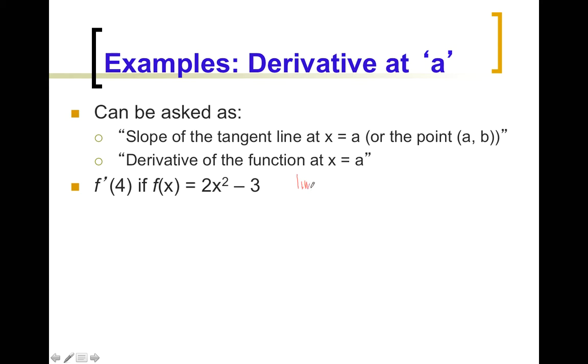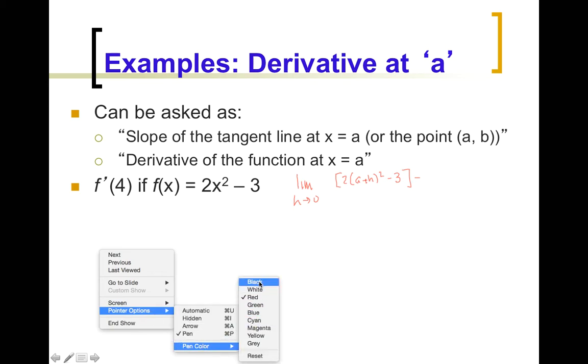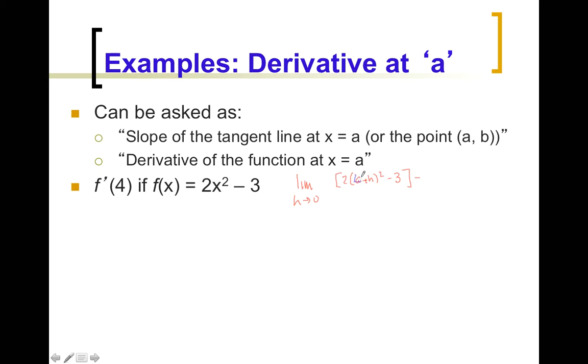So we need to do the limit as h approaches 0 of f of a plus h. So it's going to be 2 times a plus h squared minus 3. Oops, sorry, not a. A is 4 in this case. A is 4. So let me change this to blue. A is 4. Get that back to red. And then minus f of 4. And f of 4 in this case is 16 times 2 is 32, minus 3 is 29, all over h. And like we did in class, we need to simplify this statement.